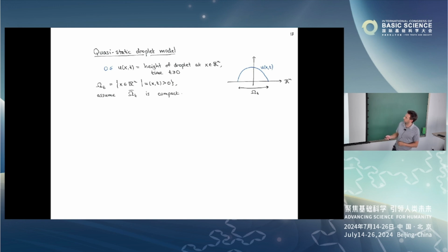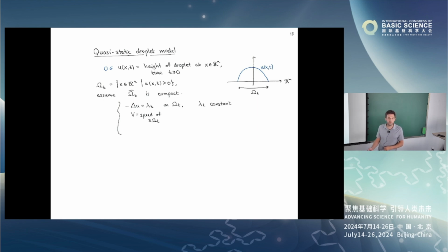Again, I'm going to write capital omega t for this set where u is positive. And I'm going to assume, as I did with the previous two examples, that I'm going to be working with sets where capital omega t bar is compact. So what is the model? It's a very simple equation. Just the Laplacian of u is equal to a constant. This equation is also known as the torsion equation. So this holds on capital omega t, where u is positive.